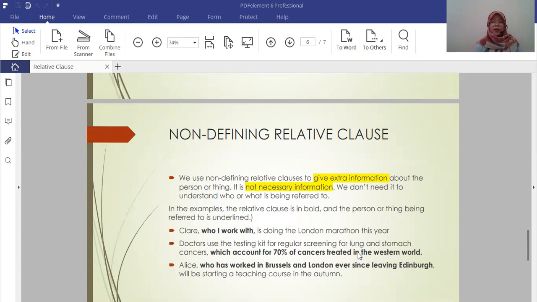So this relative clause is not a really difficult topic or difficult material, because I'm sure in your daily life, within spoken and written text, you are already exposed to relative clauses. So I hope this explanation can help you to have a better understanding of relative clauses.